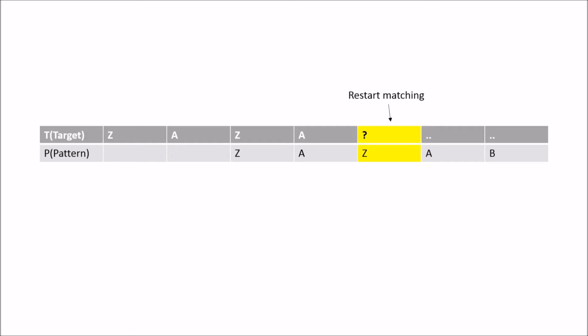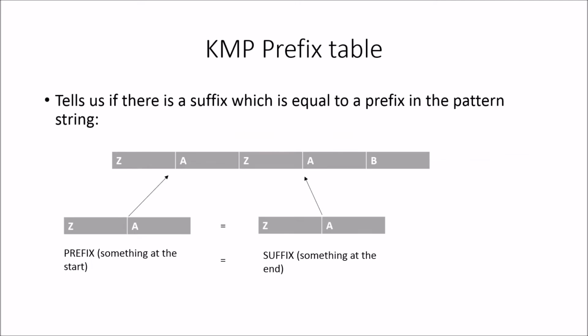Instead of going back to the start of the pattern, we can just go back to the third element in our pattern, a Z, and compare this against the question mark in the target string. As you can see, the first two elements, Z and A, match up with the Z and A of the target string above. As you may or may not be able to tell at this point, we never go back and compare anything in the target string again, unlike the naive method.